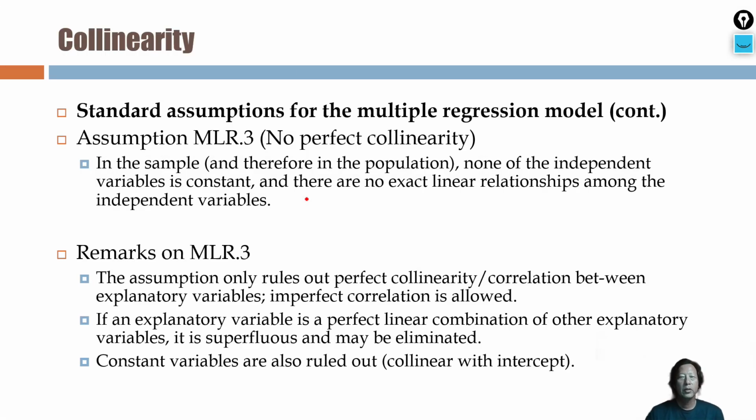And the third assumption is no perfect correlations. Which means none of the independent variables are constant, and there is no exact linear relationship among the independent variables. Previously we saw that we can have x and x squared as separate vectors. But if we have something like x1 and x2, where x2 is just 3 times x1.